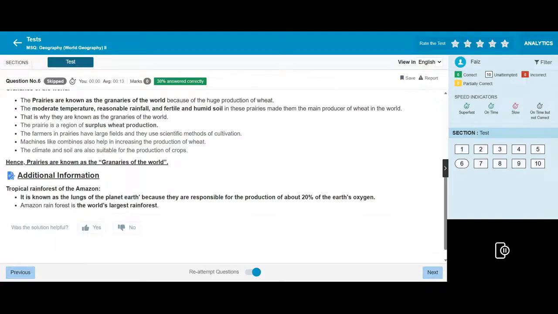The farmers in the prairies have large fields, and they use scientific methods of cultivation and machines like combines in increasing the production of wheat. Climate and soils are also suitable for the production of crops. Prairies are known as the granaries of the world.